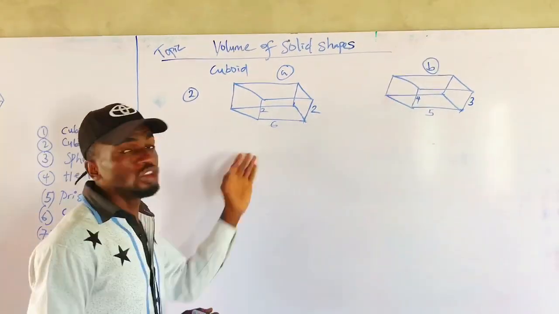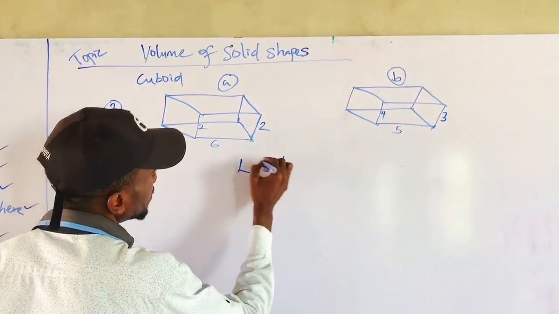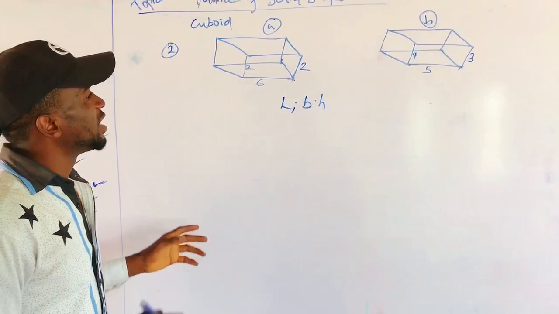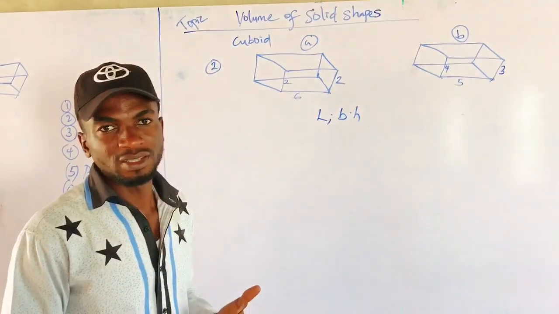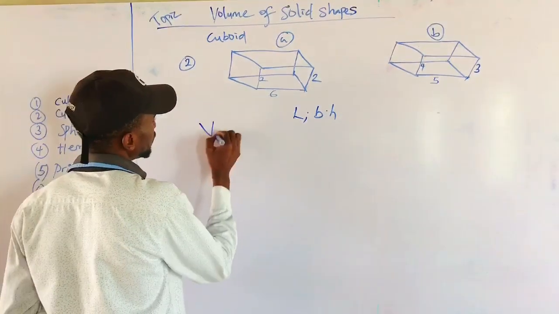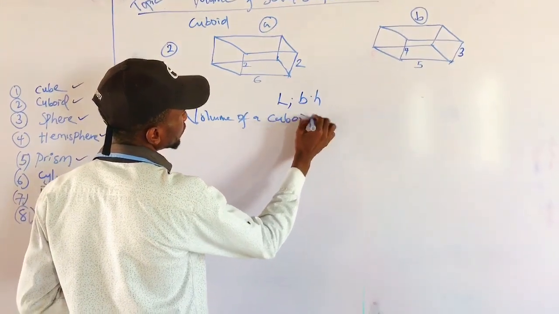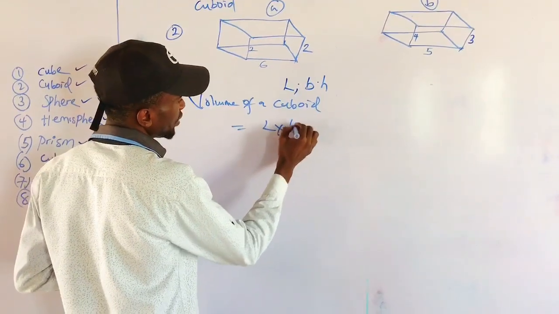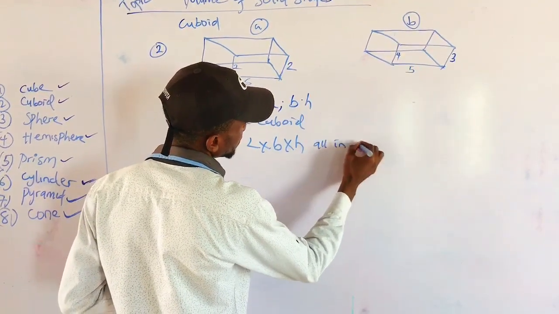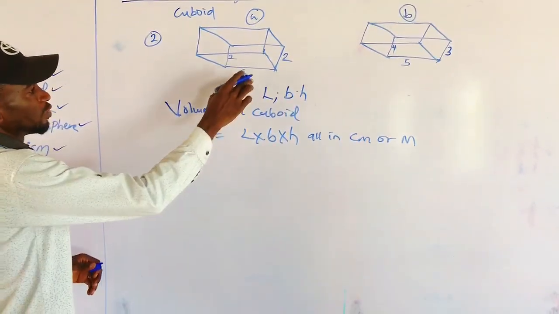In your cuboid, you will have your length, you will have your breadth, and you have your height. Calculating the volume of a cuboid is just to multiply the length times the breadth times the height. When you multiply these 3 parameters together, you have been able to calculate the volume of a cuboid. So the volume of a cuboid is equal to length times breadth times height, all in either cm or meter.